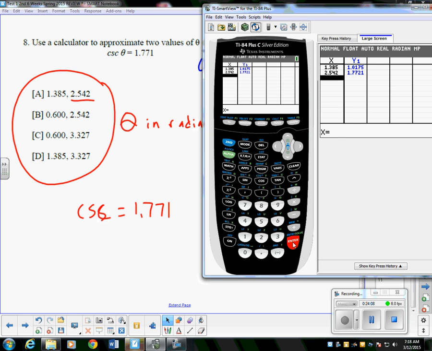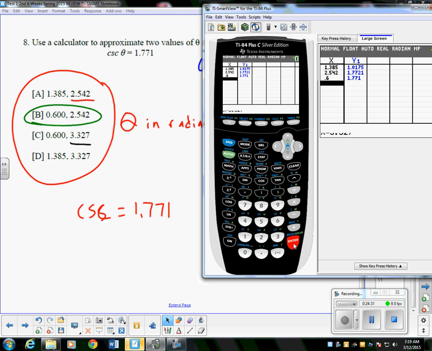All right, what else do we have? We have 0.6 as an answer choice. That also gives me 1.771, doesn't it? So therefore, I know if 2.542 and 0.6 work, then this has to be my answer. Now, I can keep on going, like I have 3.327. That's in this part right here.